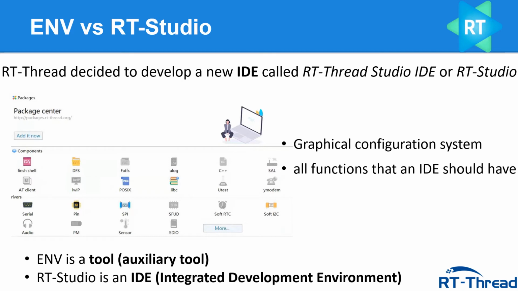By contrast, RT Studio is an integrated development environment, also known as IDE. So RT Studio contains all functions that an IDE should have, which means you can program, debug, and download the program into a specific board by using RT Studio. Meanwhile, RT Studio also contains most of the functions that ENV has, such as configuring a project. RT Studio was developed based on the Eclipse IDE and GCC toolchain.